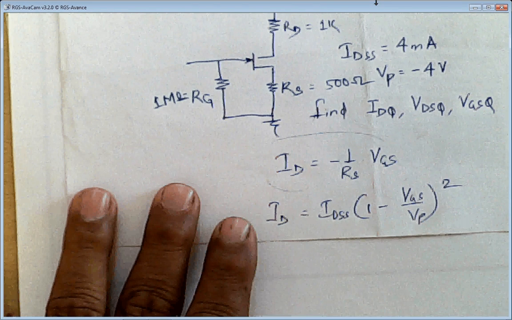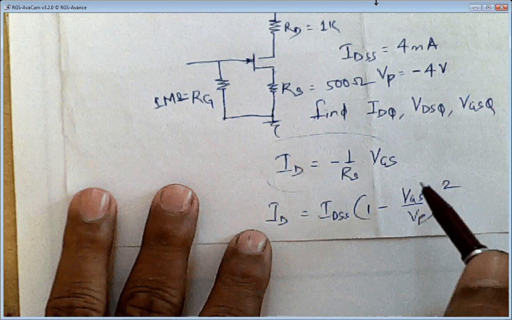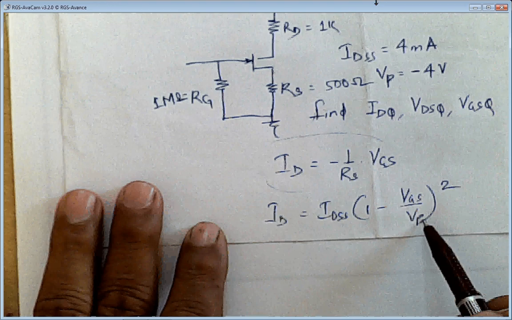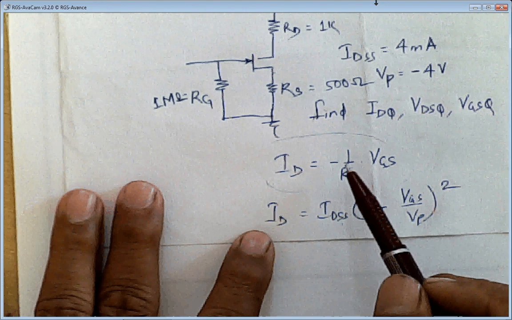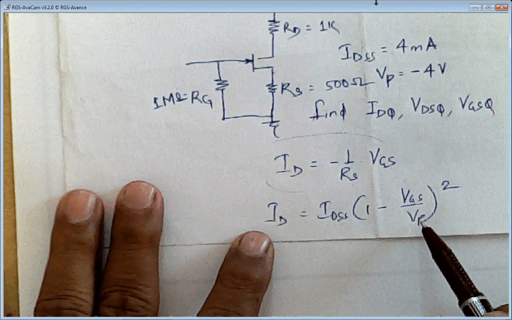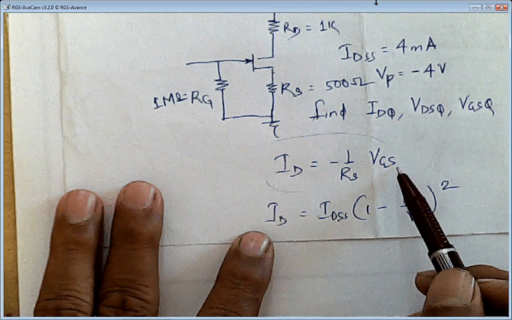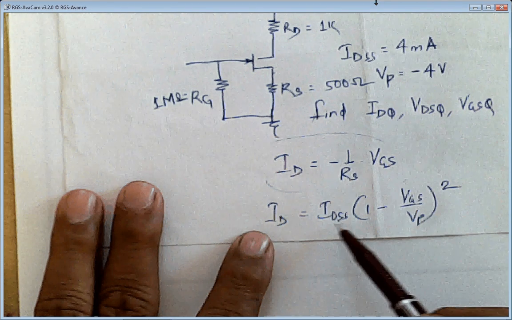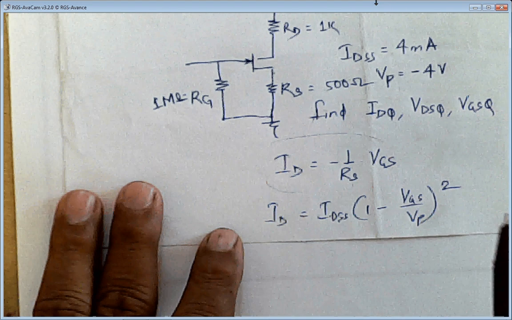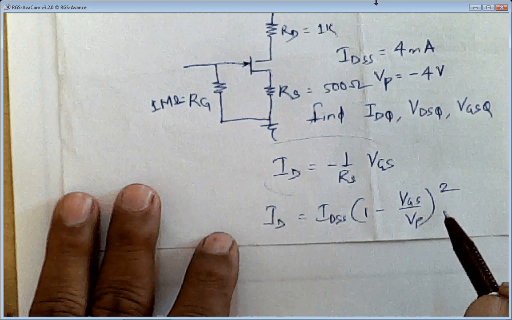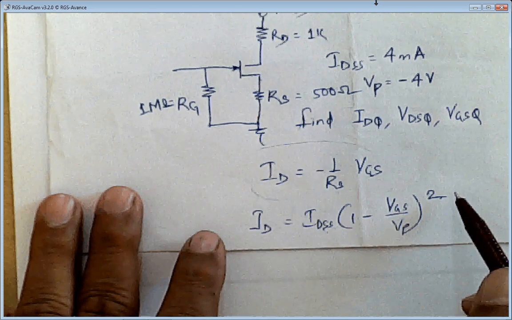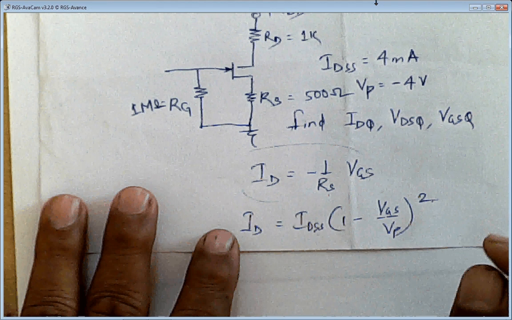Putting that equation here, I'll get the VGS value because I have IDSS, I have VP, and ID is given by minus 1 upon RS into VGS. RS is there, IDSS is there, VP is there. The only unknown quantity now is VGS. So putting in this equation, with one unknown, I'll get the VGS value. But we will get two values because there is a square here, so two roots. Let us solve this and find out the two roots.